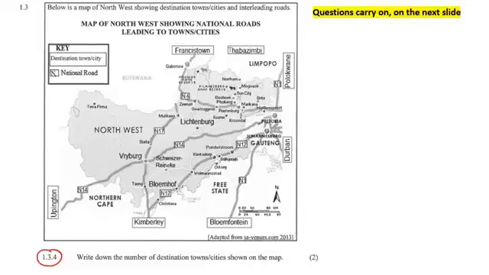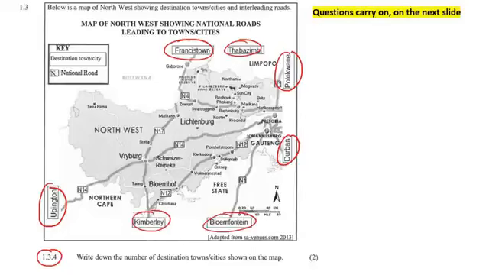Now, a destination town, they are showing us here in the key, is any town that has a big white block like that, okay? So that would be, for example, Upington, Francistown, Tambasimbi, Polokwane, Durban, Bloemfontein, Kimberley.